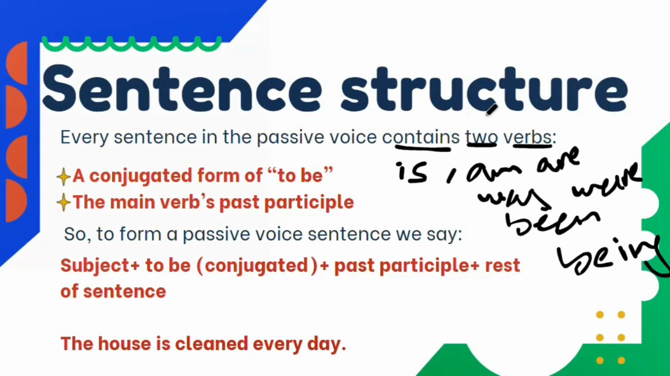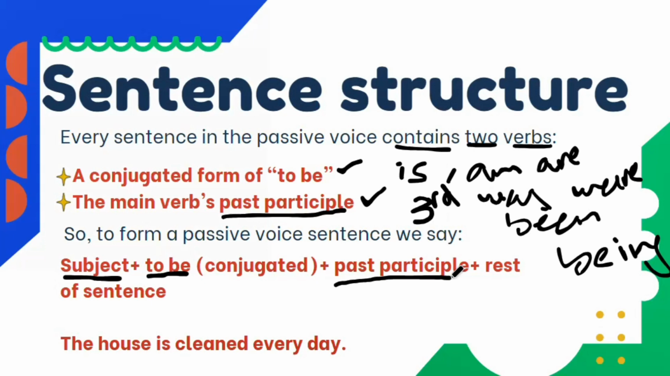So the passive voice structure has to have a be verb and then a main verb, and it should be the past participle form of the verb, that is called the third form of the verb, right? Here's the sentence structure: subject, to be (is, am, are, was, were, being), past participle form of the verb, and the rest of the sentence.